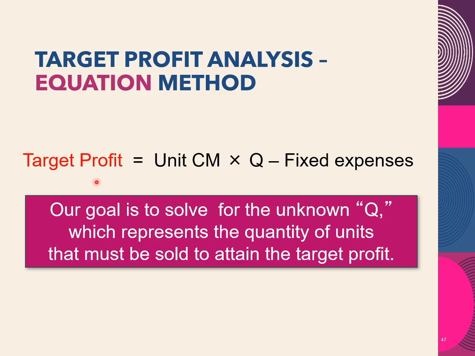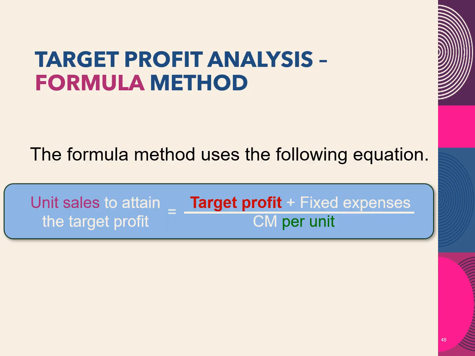You set target profit equal to unit contribution margin times the quantity that must be sold, minus fixed expenses. Our goal is to solve for the unknown Q, which represents the quantity of units that must be sold to attain the target profit. Here is the formula method. You set unit sales to attain the target profit equal to target profit plus fixed expenses divided by contribution margin per unit.